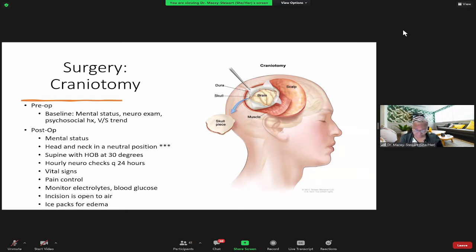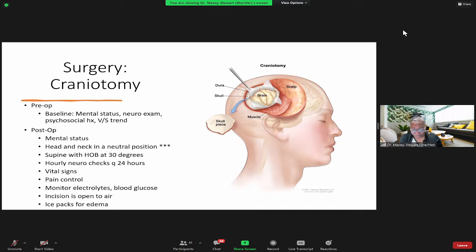Pain control is important, right? NSAIDs should not be the drug of choice for pain control. You do not want this patient bleeding in their head immediately post-operatively. Okay, so NSAIDs are a poor choice.